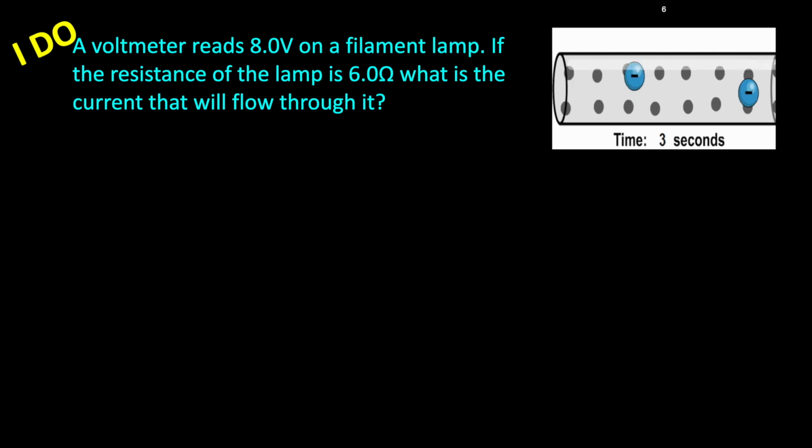A voltmeter reads 8 volts on a filament lamp. If the resistance of the lamp is 6 ohms, what is the current that will flow through it? Pause the video and have a go.